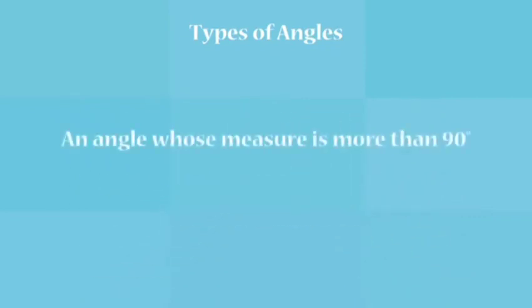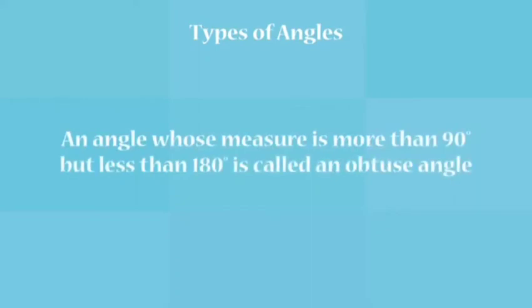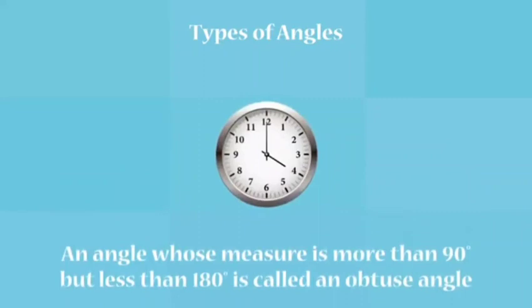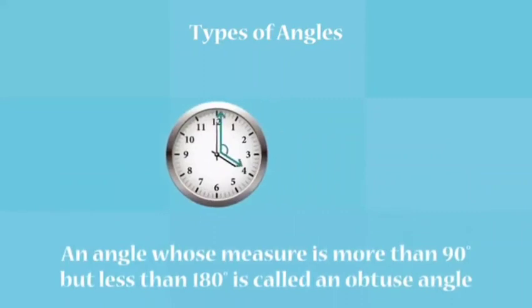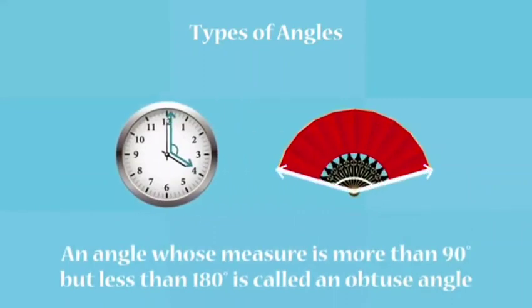An angle whose measure is more than 90 degrees but less than 180 degrees is called an obtuse angle. The hands of a clock at 4 o'clock, the angle formed by the Japanese fan shown are examples of obtuse angles.